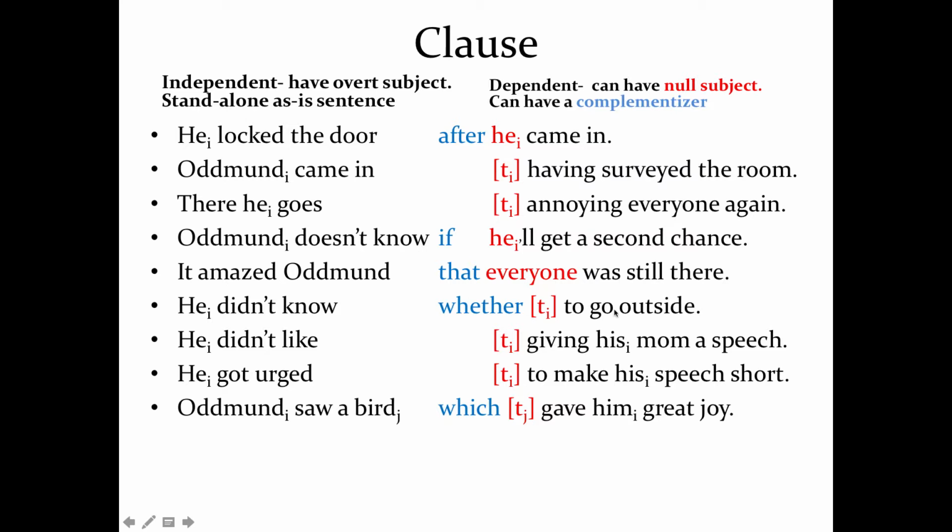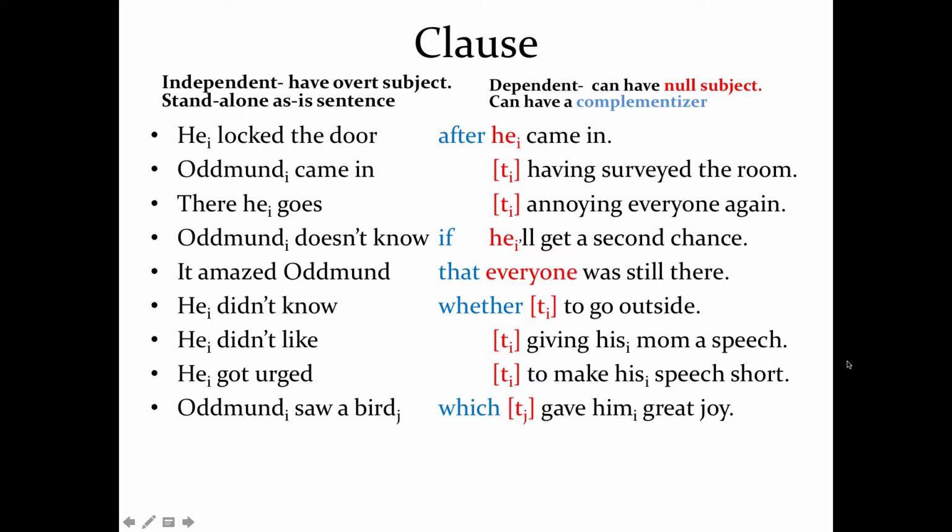He didn't know whether to go outside. Here, the person who's going is the same as the person who didn't know. He didn't know whether to go outside. It's not that he didn't know whether she would go outside. In this sentence, he didn't know whether to go outside. The goer outside has to be the same person as the didn't knower.